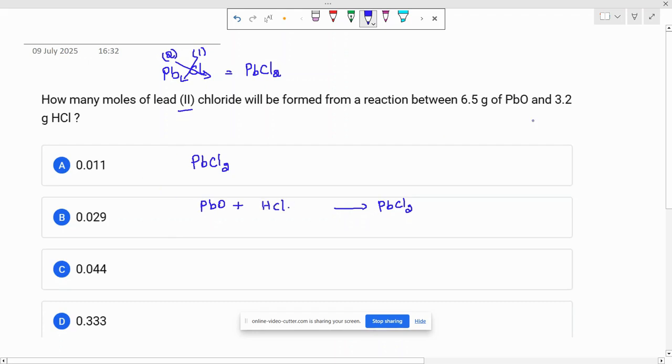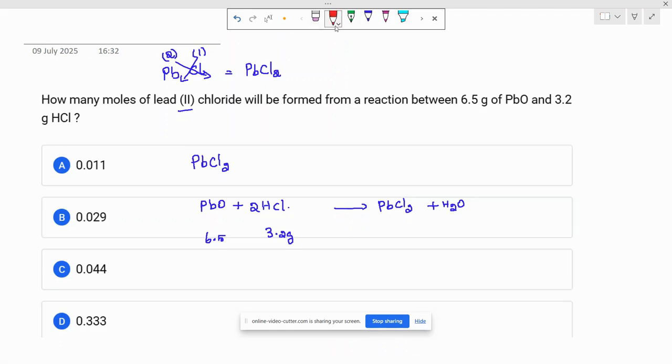Look at this: HCl, they have taken 3.2 gram, and PbO they have taken 6.5 gram. We don't know whether they have taken exactly the right ratio, because we don't know the exact weight ratio for this PbO and HCl. Let us balance this reaction first. After balancing, we will get PbCl2 and H2O. This is the normal stoichiometric balanced equation. From that, we are going to find out how many moles of PbCl2 have been formed.